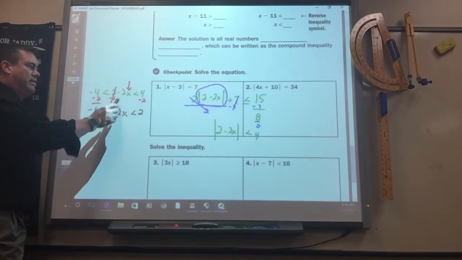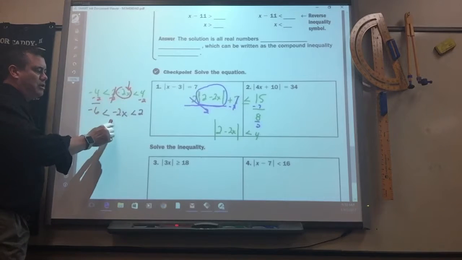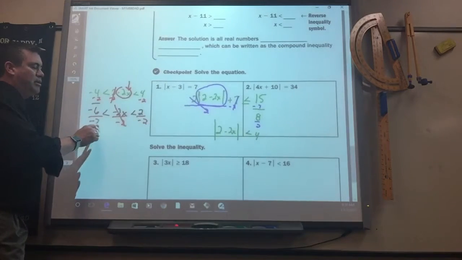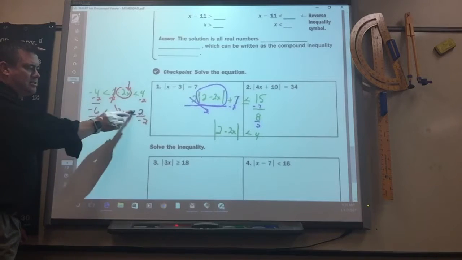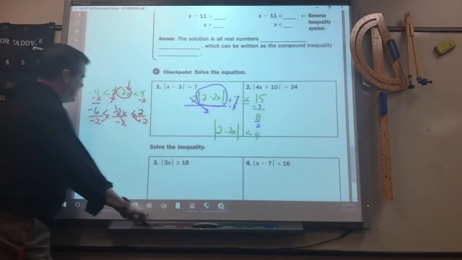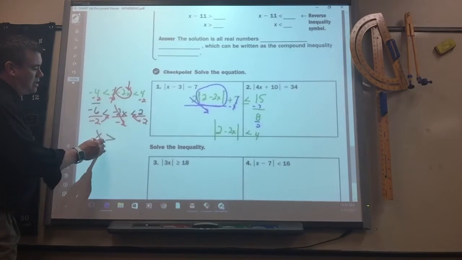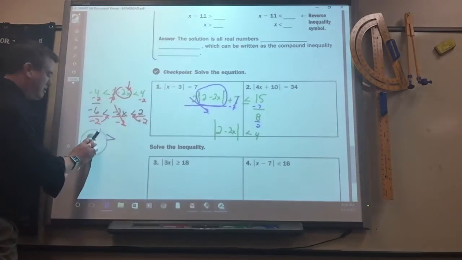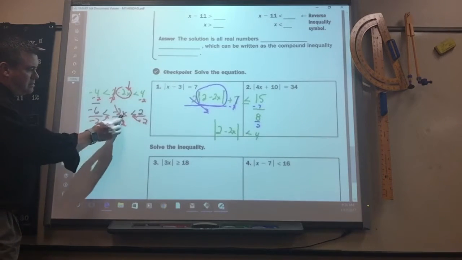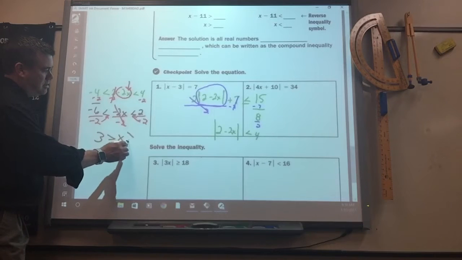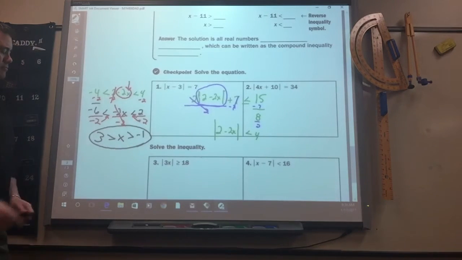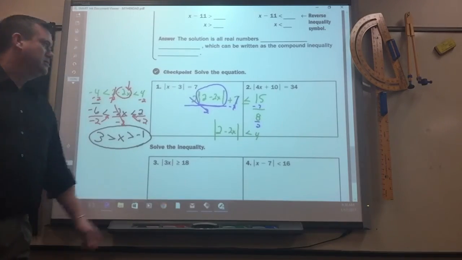Then, don't forget that's a negative 2x. So when you divide by negative 2, ever remember what you got to do? Since it's inequalities, you got to switch the direction of the sign. So it'd be x is greater than, or not x, 3. Negative 6 over negative 2 is 3. Switch the sign. That's x. Switch the sign. 2 over negative 2 is negative 1. Okay.